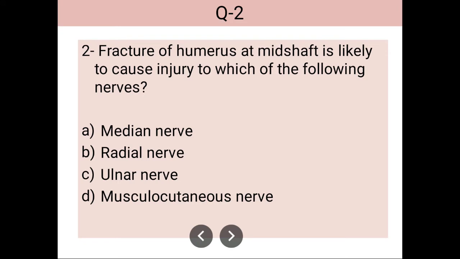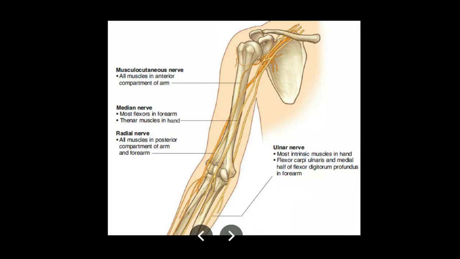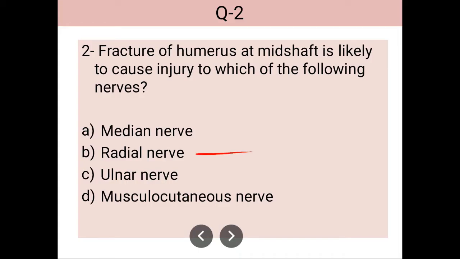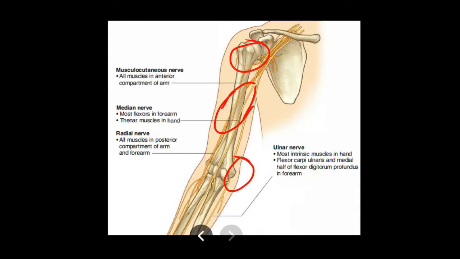Next we are having the second MCQ. Fracture of the humerus at the midshaft is likely to cause injury to which of the following nerves? Let's have a look here on the picture. If at the neck, then we are having here the axillary portion. If we are having it at the distal part, then possibly that is the ulnar. And if we see very closely at the midshaft, there is a groove. That groove is for the radial nerve. So mostly if the fracture happens at the midshaft, that may cause damage to the radial nerve. Radial is the best answer here.